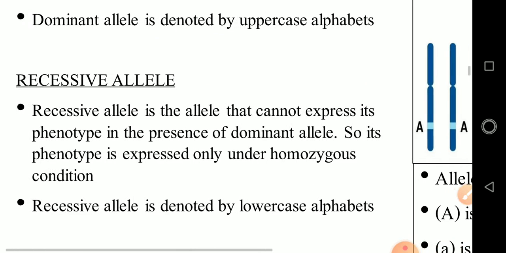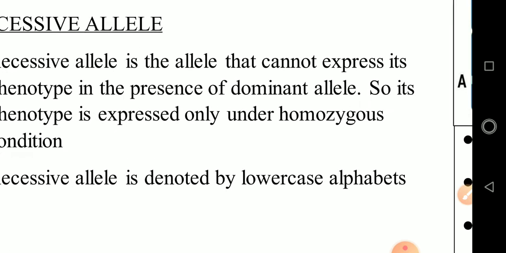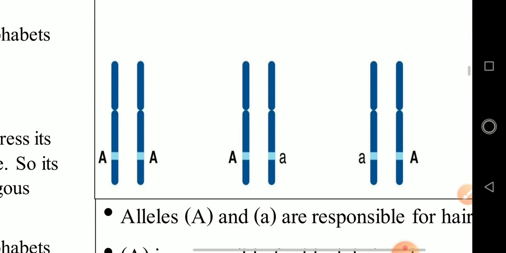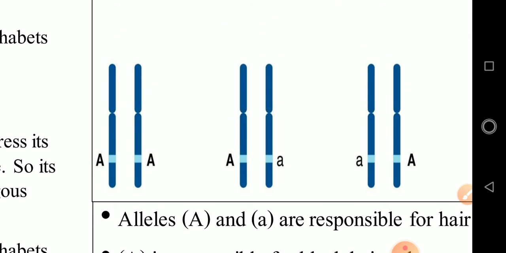Okay. So see this recessive allele. Recessive allele is the allele that cannot express its phenotype in the presence of the dominant allele. See this, capital A, small a. Recessive allele is there. The recessive character will not be expressed because it cannot express in the presence of the dominant allele. Can you understand?